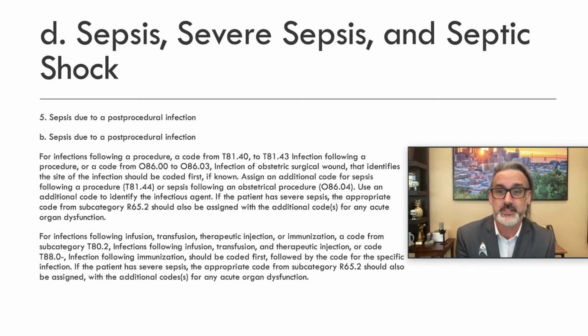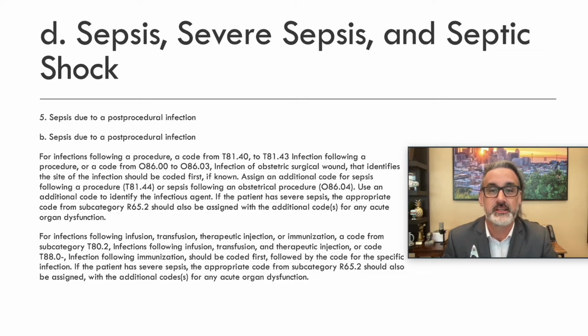Now continuing on with sepsis due to post-procedural infection, for Part B, as the guideline states, for infections following a procedure, a code from T81.40 to T81.43, infection following a procedure, or a code from O86.00 through O86.03, infection of obstetric surgical wound, that identifies the site of the infection should be coded first, if it's known. Assign additional codes for the sepsis following a procedure, T81.44, or sepsis following an obstetrical procedure, O86.04. Use an additional code to identify the infectious agent. If the patient has severe sepsis, the appropriate code from subcategory R65.2 should also be assigned with an additional code or codes for any acute organ dysfunction.